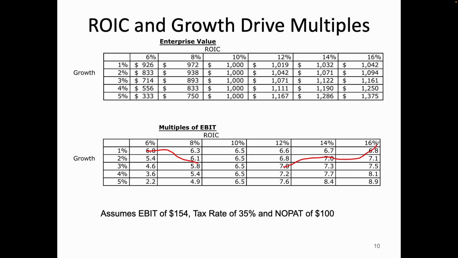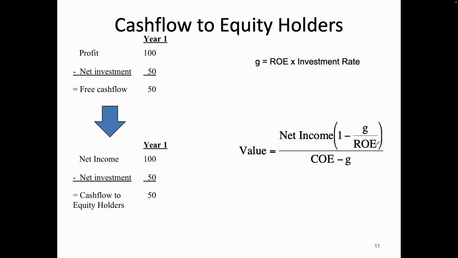That's EV to EBIT. We do the same thing with PE. Here's the difference. When we do a price to earnings multiple, it's based on equity. It's based on net income. Same key value driver equation. The difference is we take NOPLAT and replace it with net income. We take ROIC and replace it with ROE, return on equity.